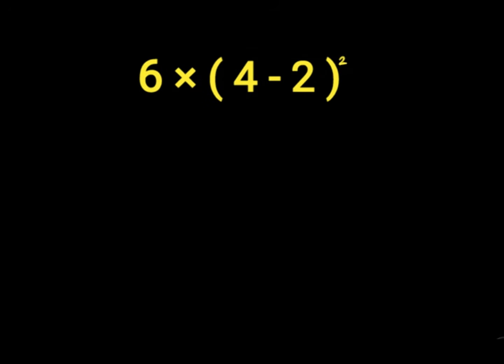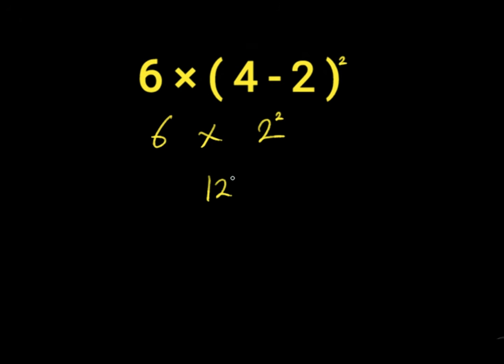6 times parenthesis 4 minus 2 to the power of 2. First of all, we solve our parenthesis, which is 4 minus 2. 4 minus 2 will give us 2. Then we'll put it in our exponents. Then we have 6 times 2. 6 times 2 will give us 12.